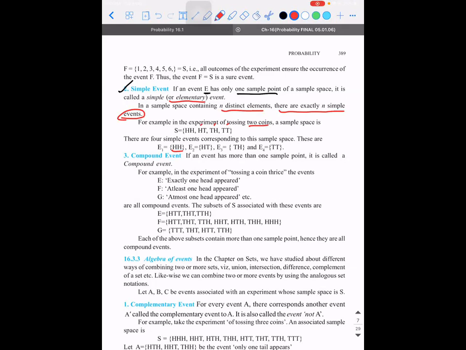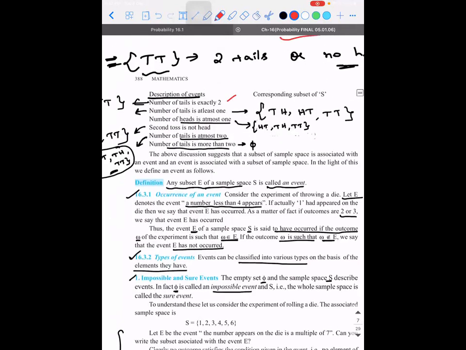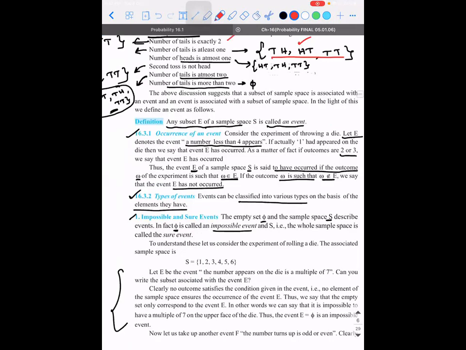Then what will be the opposite of it? It's a compound event. If an event has more than one sample point, then it is called a compound event. For example, we can take the previous example itself. So by now you should have understood. Is this a simple event or a compound event? This one, tail, head, tail, tail. Is it a simple or a compound event? Compound event, because you have more than one sample point. Okay, so that's what the example is.